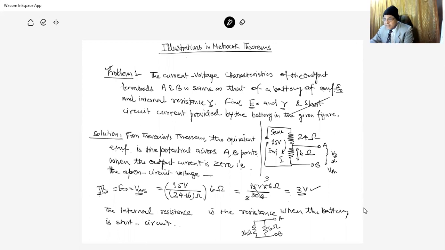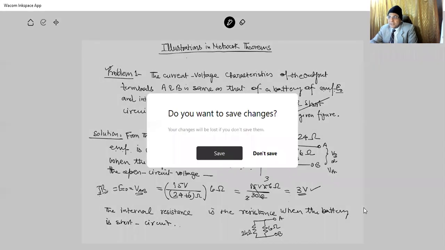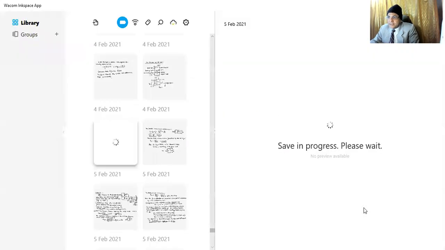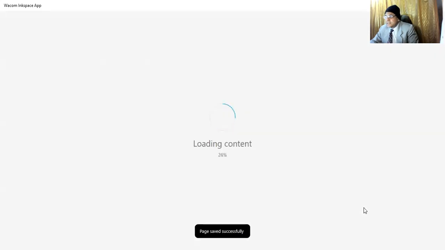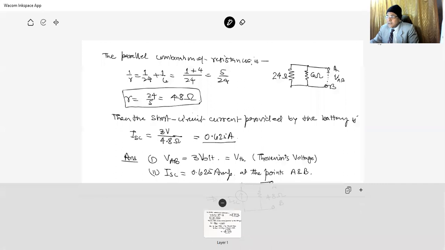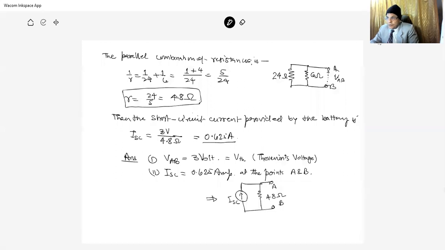The internal resistance is the resistance when the battery is short circuited. When the battery is short circuited, this circuit is equivalent to the given circuit. That is, the 24 ohm resistance and 6 ohm resistance are parallel to each other. Therefore, the equivalent resistance is 1 upon 24 plus 1 upon 6, which is equal to 5 by 24. So R is equal to 24 by 5, that is 4.8 ohm.